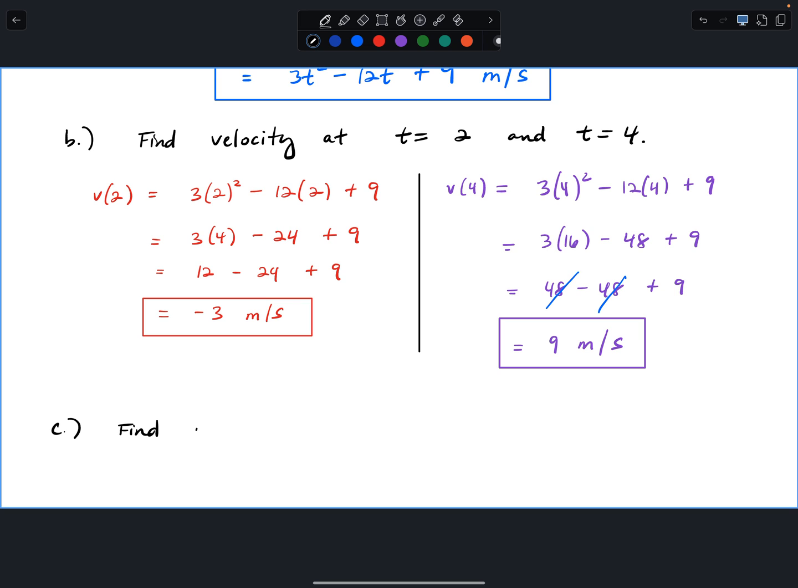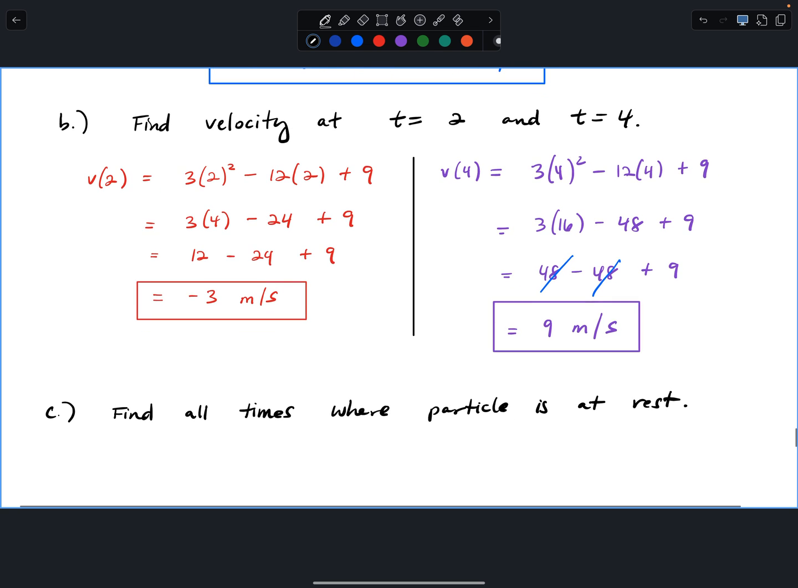Find all the times where the particle is at rest. So I want you guys to flip back to Friday. What does your note say to do to figure out when it's at rest? That's when what? Which part of the function? The velocity, thank you.